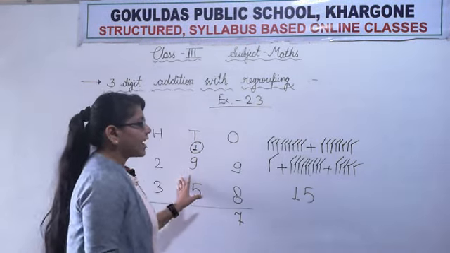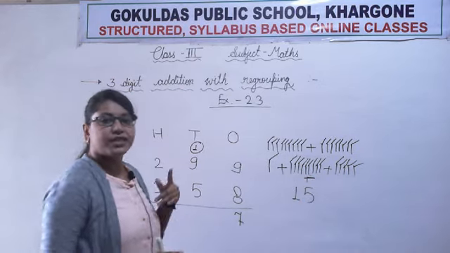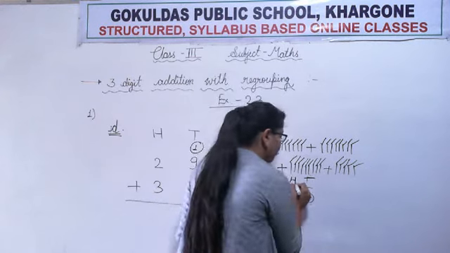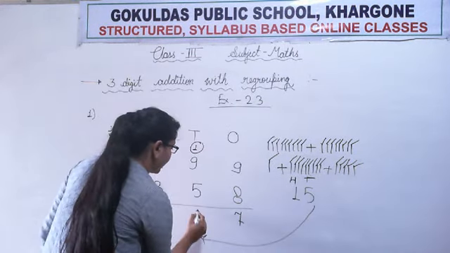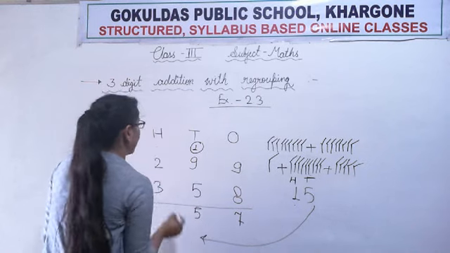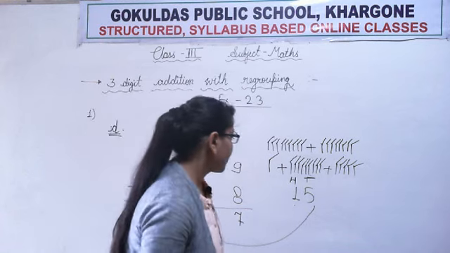We added tens. So here we will write tens, and the next position which comes after tens is hundreds. So we will write hundreds here. So we will write this 5 in the tens column, and this 1 in the hundreds column in the form of carry.